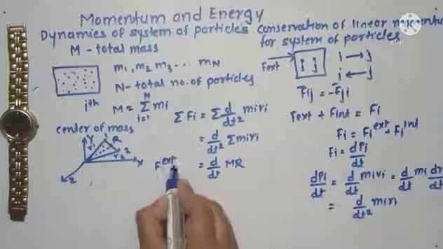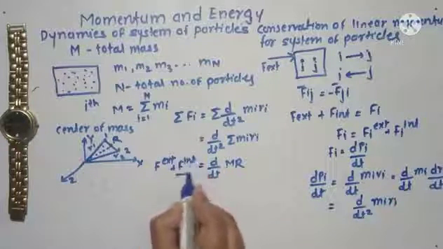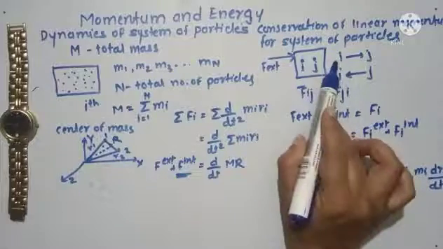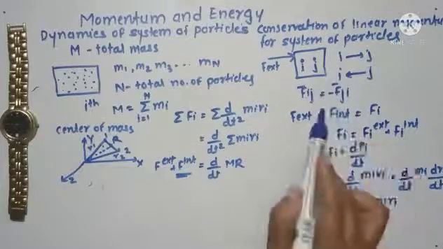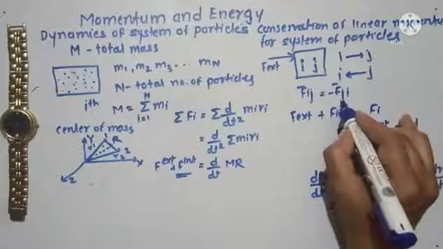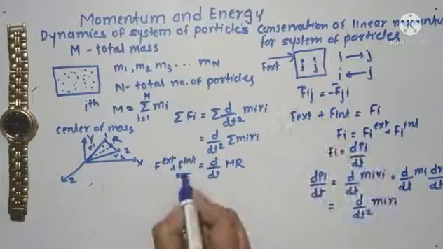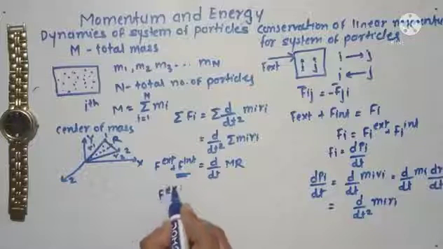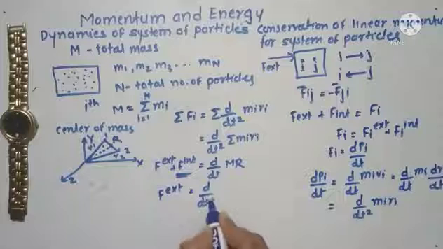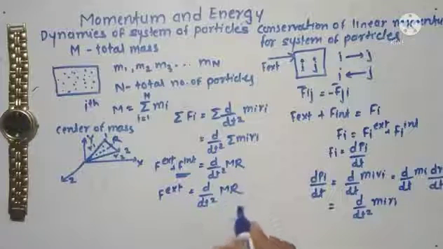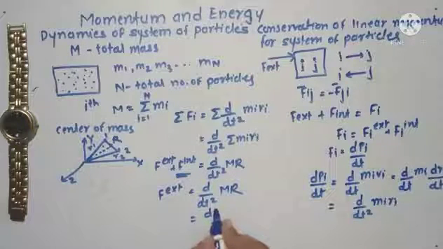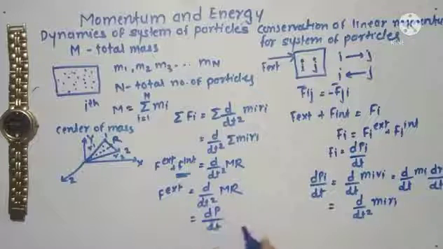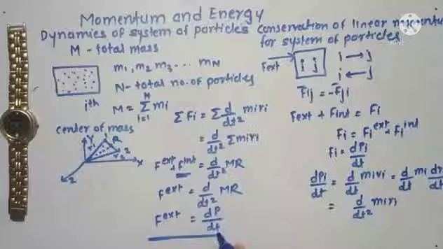So this F_i is also written as F external plus F internal. In this, as there is an interaction between each and every particle, and each and every particle is applying equal and opposite forces on each other, this F_ij plus F_ji will become equal to 0. So the total internal interaction force will become 0, and we can write F external is equal to d²/dt² of M R, and this is nothing but dp/dt. So this F external is dp/dt.